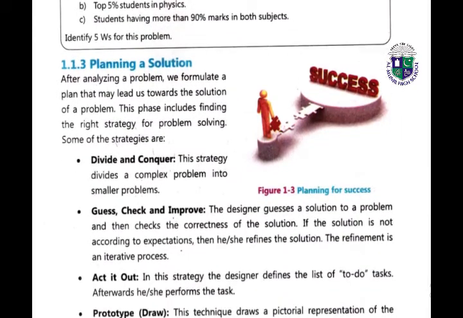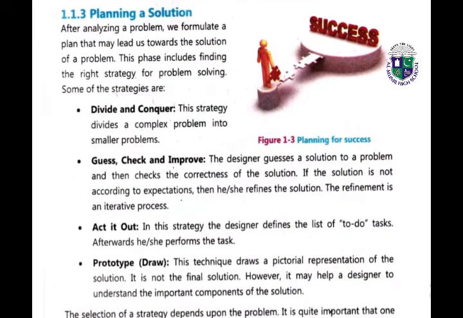After defining and understanding the problem, the next step is planning a solution. So also we have some strategies to plan a solution. After analyzing a problem, we formulate a plan that may lead us towards the solution of a problem. This phase includes finding the right strategy for problem solving. Some of the strategies are divide and conquer. This strategy divides a complex problem into smaller problems. So if we have a big problem or a long statement, we can divide it and conquer it into parts.